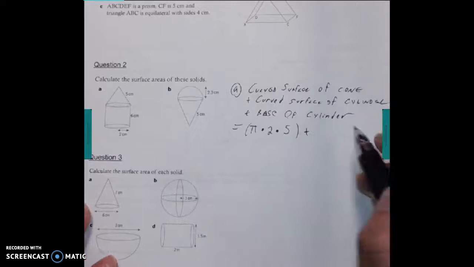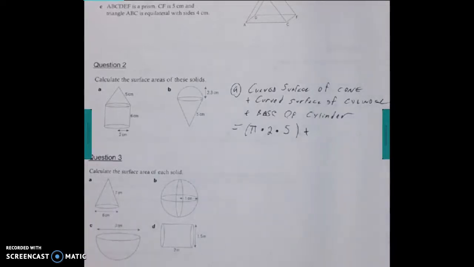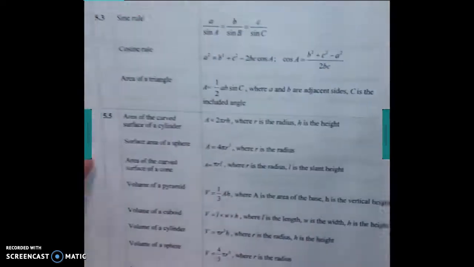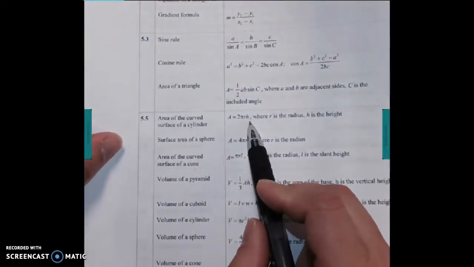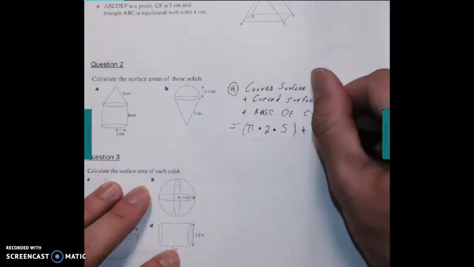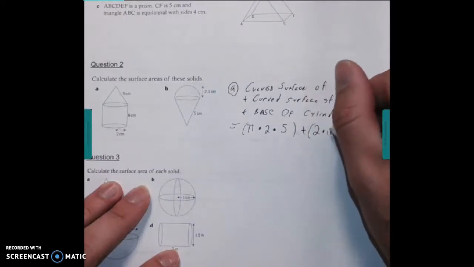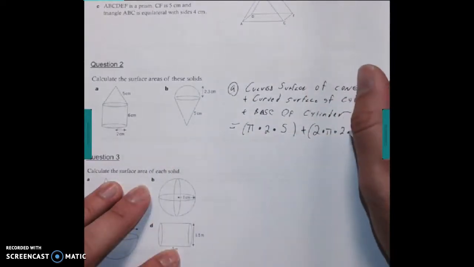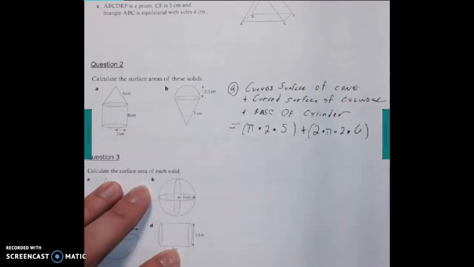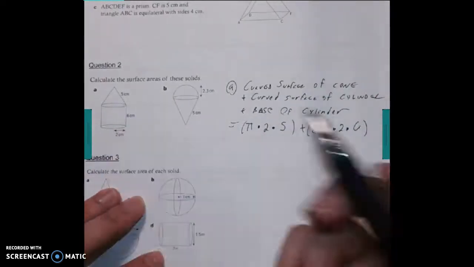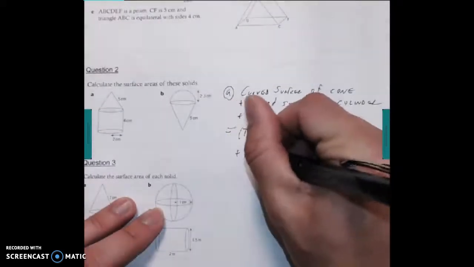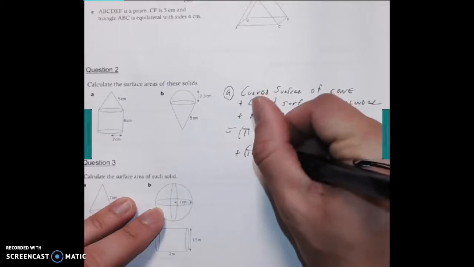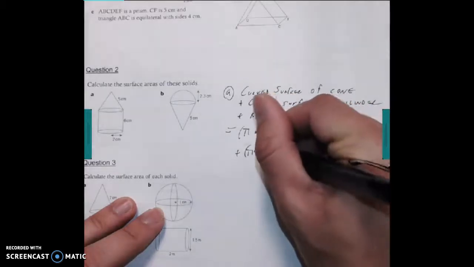The second part is going to be the curved surface of the cylinder, and the curved surface of the cylinder is 2 pi rh, where r is the radius and h is the height. So 2 times pi times the radius is still 2 times the height is 6. And then of course the base of the cylinder is just a circle, so that's just pi r squared. And the radius is still 2, pi times 2 squared.